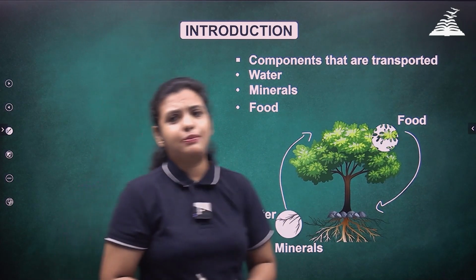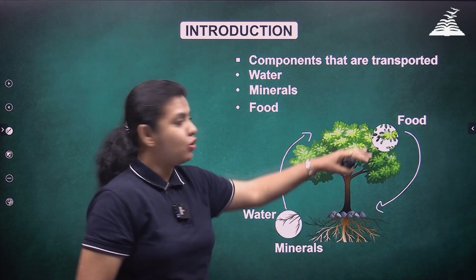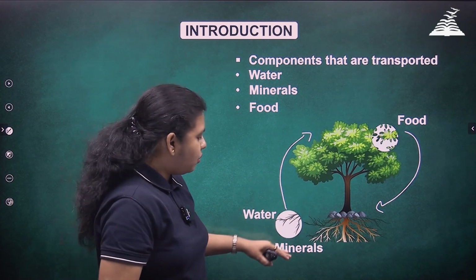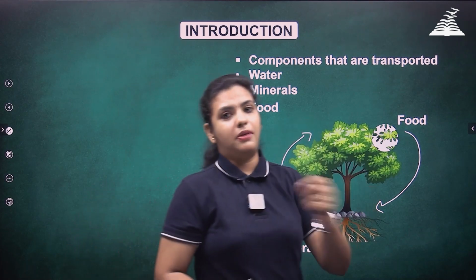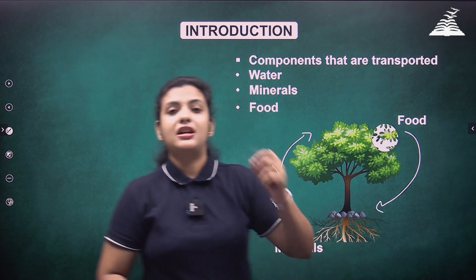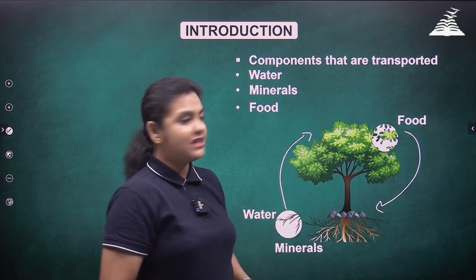So what is this chapter going to talk about, students? How this food is being transported from the leaf to all parts of the plant, how the water and minerals are being transported from the root to all parts of the plant. So we will be discussing all the mechanisms that are seen in this transport, right?